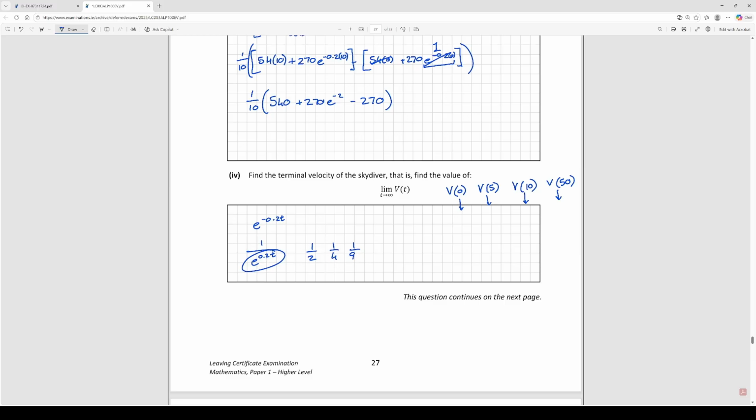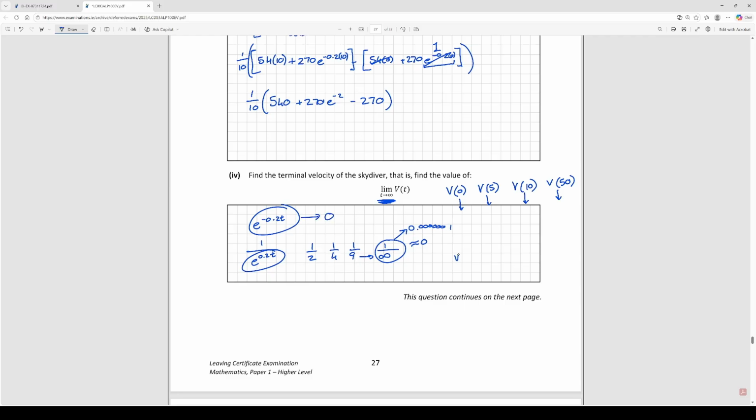So if t keeps getting bigger, the e keeps getting bigger. If the bottom of the fraction keeps getting bigger, the whole fraction gets smaller and smaller. So as t goes to infinity, the bottom of the fraction would go towards infinity as well. But then the whole fraction would get to like 0.0000000000001, to the point where we say it's basically just going to be 0. So as t goes to infinity, this guy basically disappears and it becomes 0.